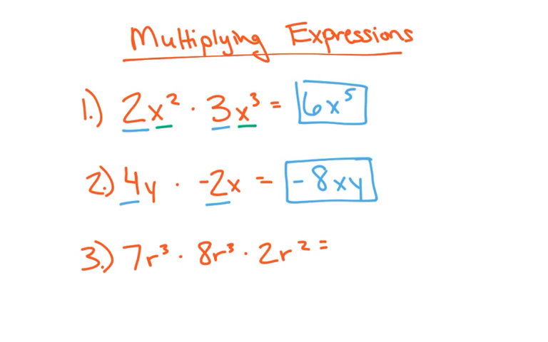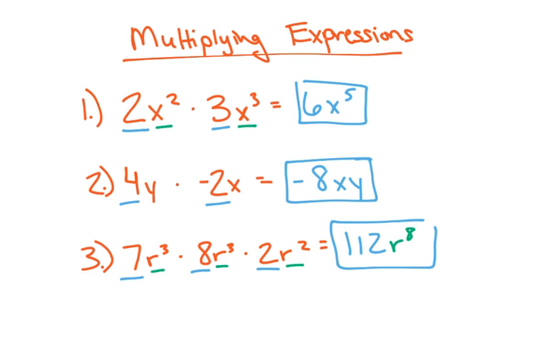And then for the final example, number 3, I want to show you that you can multiply different amounts or different values. This time you've got 3 numbers, but again you can multiply all 3 of them together. So you've got 7 times 8, which is 56, and then times 2, which is 112. Then you look at your variables, and in this case I've got r cubed times r cubed times r squared. When I add all that up, it's going to be r to the 8th. I didn't mean to write in a different color, but you get the idea. The final answer you're going to have is 112 times r to the 8th.